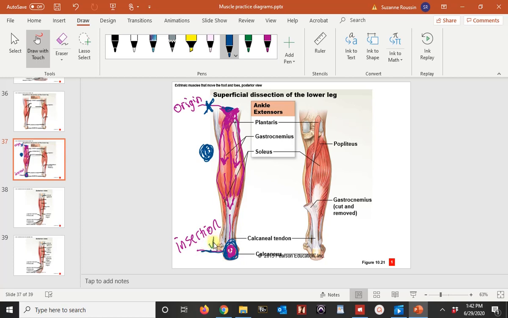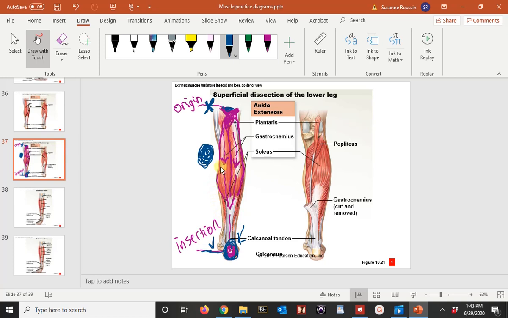So yes, we'll put a check mark there. So that's the bone that it's going to move. When this muscle tightens up and it shortens, it's going to move this bone that it's inserted into. It's not going to move the bone that it originates from. That bone stays still, so it provides like a fulcrum for the other bone to move. Okay?